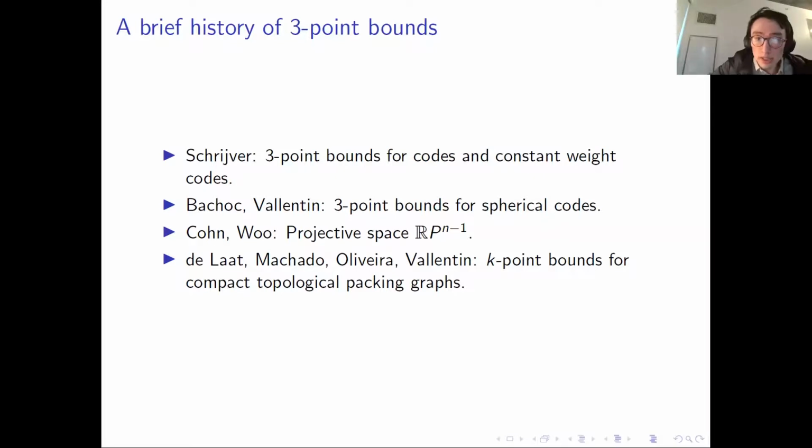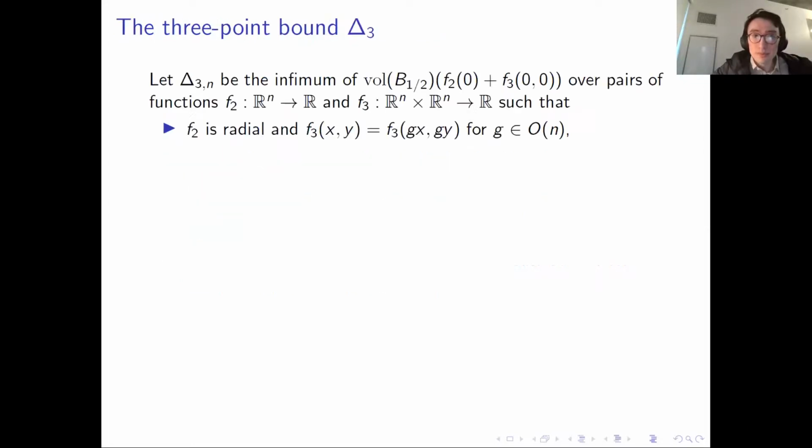But notice this is all working with compact spaces, and Euclidean space is non-compact. So let's talk about what we get for three-point bounds on this Euclidean space. This is the semi-definite program that we end up getting. Now our space of test functions is a little more complicated. We need a two-point function and a three-point function.